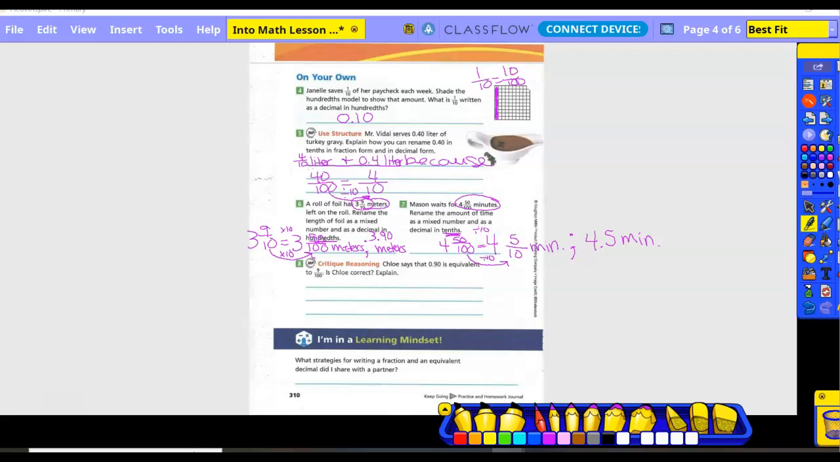Okay, so number 8. Chloe says that 90 hundredths is equivalent to 9 hundredths. Is Chloe correct? Explain. We're just going to talk about it. So is Chloe correct? No, she is not. Because 90 hundredths, if we drew a box like on number 4 that has 100 pieces in it, and I went to color in 90 hundredths, would I color in 90 of those little boxes? Yes. Okay. If I went to color in 9 hundredths, would that be 90 of those little boxes? No, it would only be 9 little boxes. So they are not equivalent. Okay.